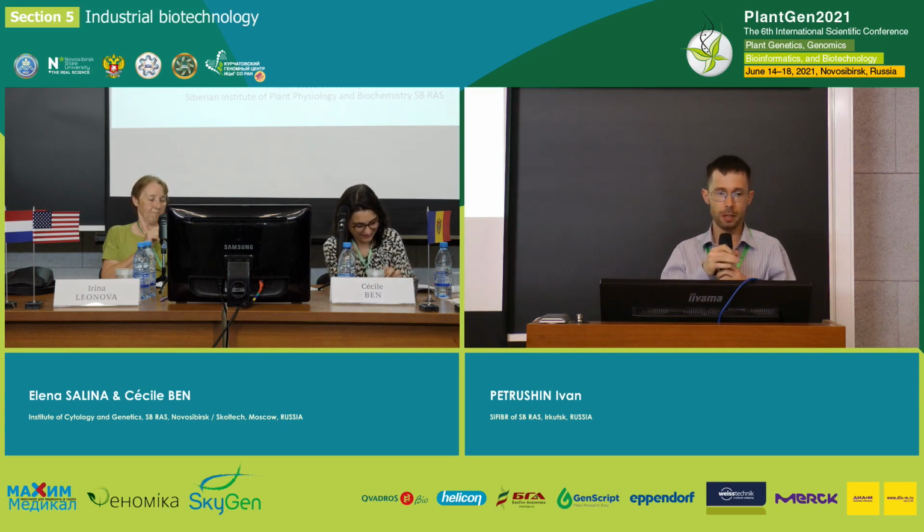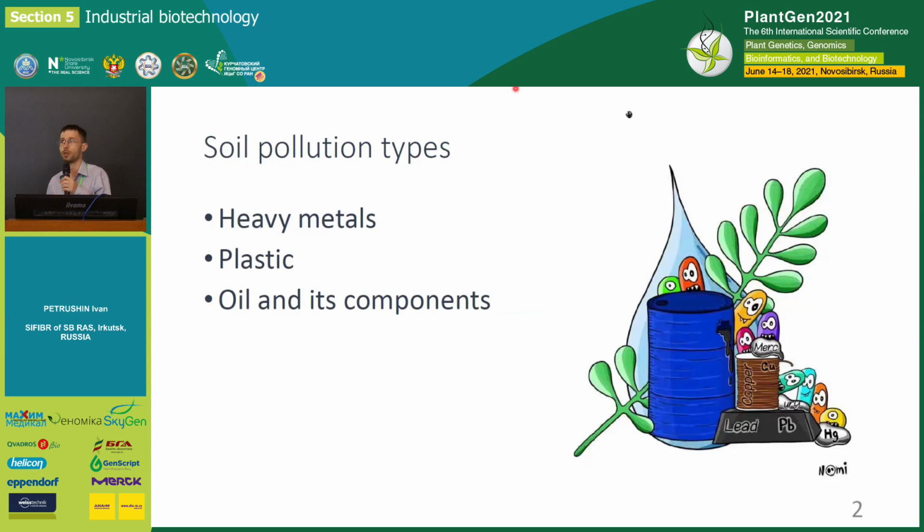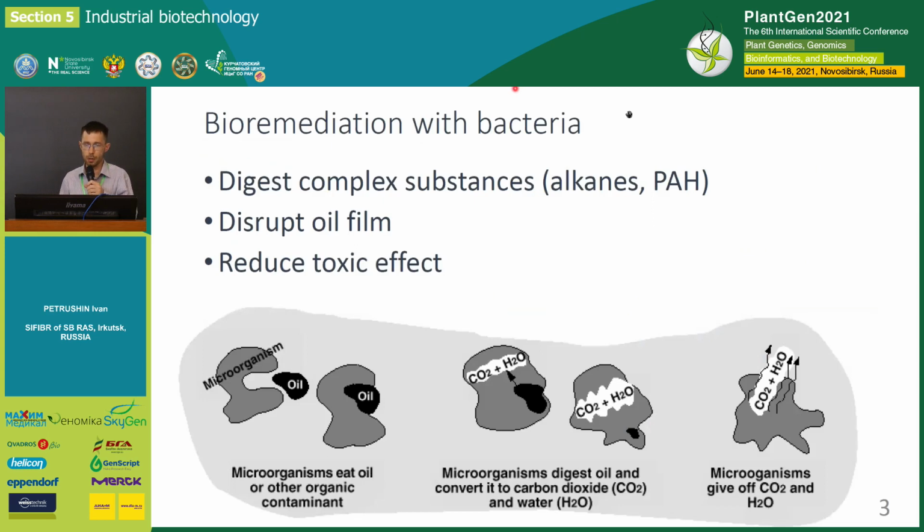I'd like to present our study to you: genomic features of oil model compounds biodegradation by a Rhodococcus strain. There are some well-known types of soil pollution, for example, heavy metals, plastic, oil and its components. One approach to solve this problem is to use bioremediation bacteria, which can digest complex substances such as alkanes and polycyclic aromatic hydrocarbons, and disrupt oil films, remove them from the surface of the soil near the roots, and reduce the toxic effect. This approach is illustrated by the picture on the slide.